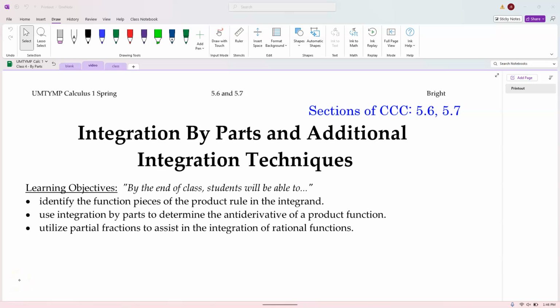Welcome. This video series is going to continue to look at techniques of integration beyond the normal power rule and the u substitution that we've already learned. We're going to learn two additional methods in this video series. One is called integration by parts, IBP for short, and then the other one is going to be using partial fraction, so integration using partial fraction decomposition. And we're going to dive right in with integration by parts.